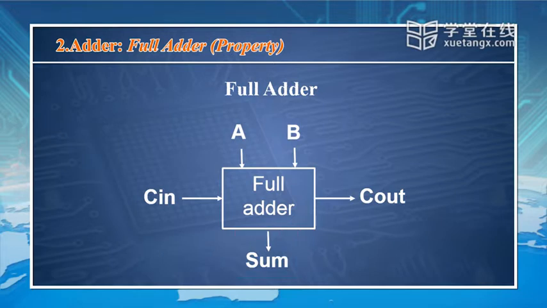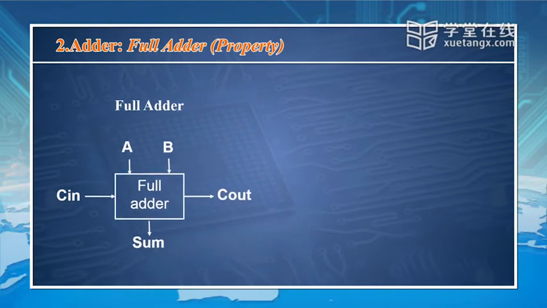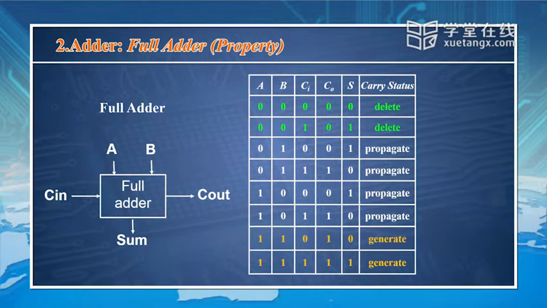In terms of half adder, we only have 2 inputs. We don't have the carry input. We only have the A and B inputs. And we have 2 outputs, C out and sum. So this table gives us the truth table of the adder.